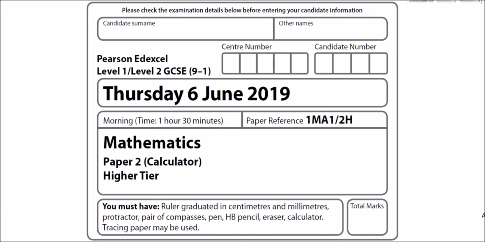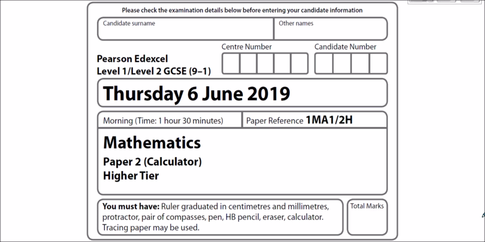So this is higher tier from June 2019. It's the first of the two calculator papers. I'm going to show you how to use a calculator to its full effect, and for some questions I'll show multiple methods, so that if you don't like one method, hopefully the other will be of use. So I'll get straight to it.